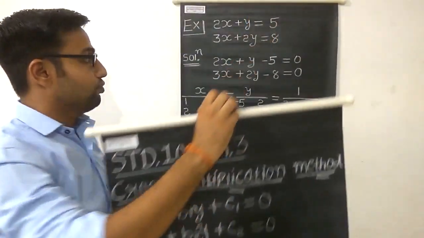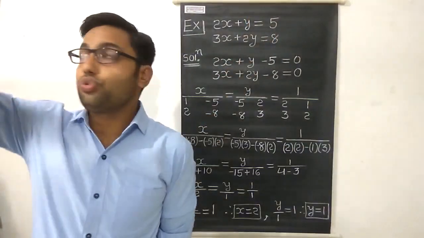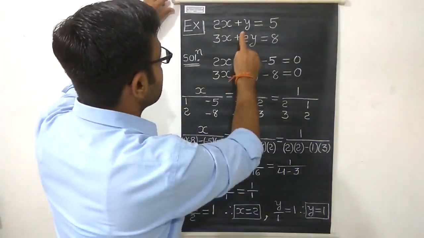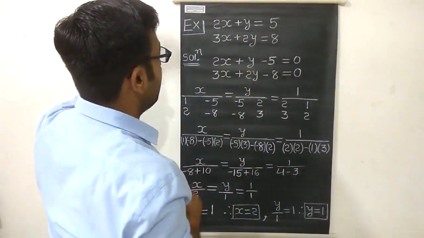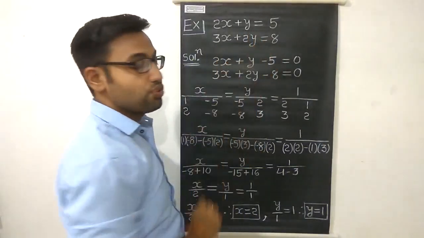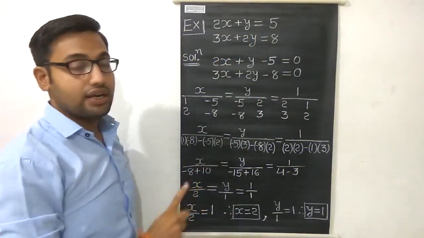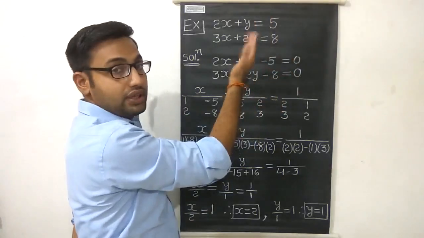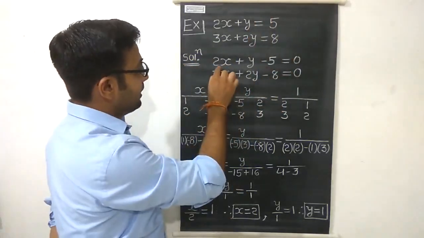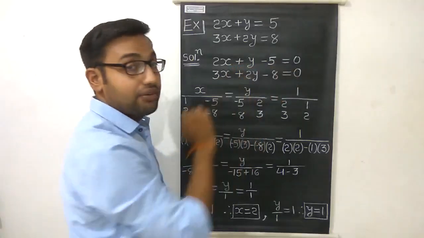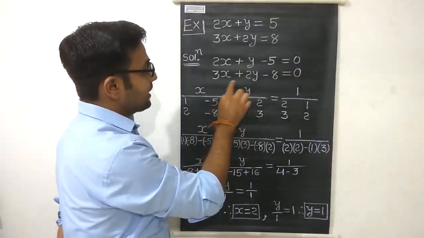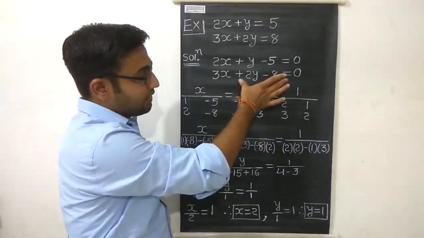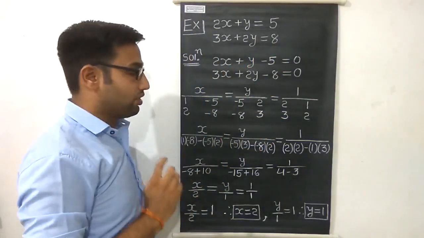So let's suppose the two equations we have here are 2x plus y is equal to 5 and 3x plus 2y is equal to 8. As I have said earlier, if your constant term is on the right hand side, first of all take it to the left hand side. So what we will get? 2x plus y minus 5 is equal to 0, and 3x plus 2y minus 8 is equal to 0. By doing this, now we can start our calculation.